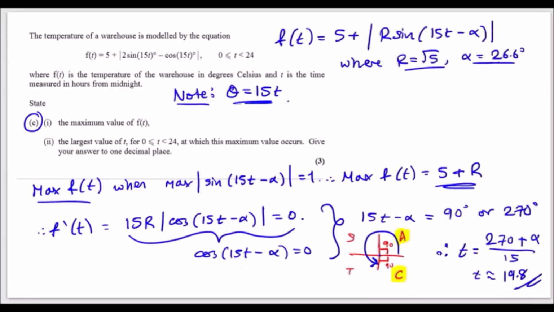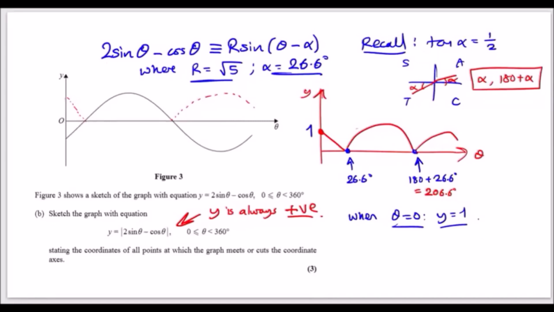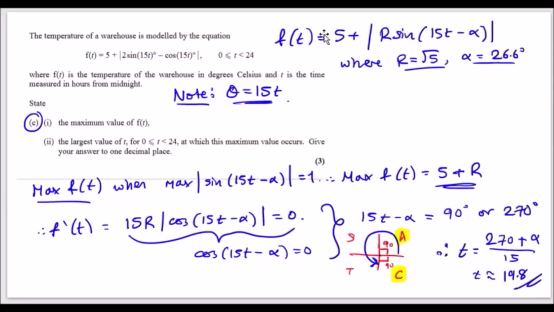So here we go, guys, almost done. Now the temperature of a warehouse is modeled by this equation. Once again the absolute value here, and now the only difference from the previous one is that theta has now become 15t. So go ahead and copy the old r sine equation, plug it in, because you can do that, and replace theta with 15t. So that's what we have thus far. And I usually leave it in its original form, not the updated form.